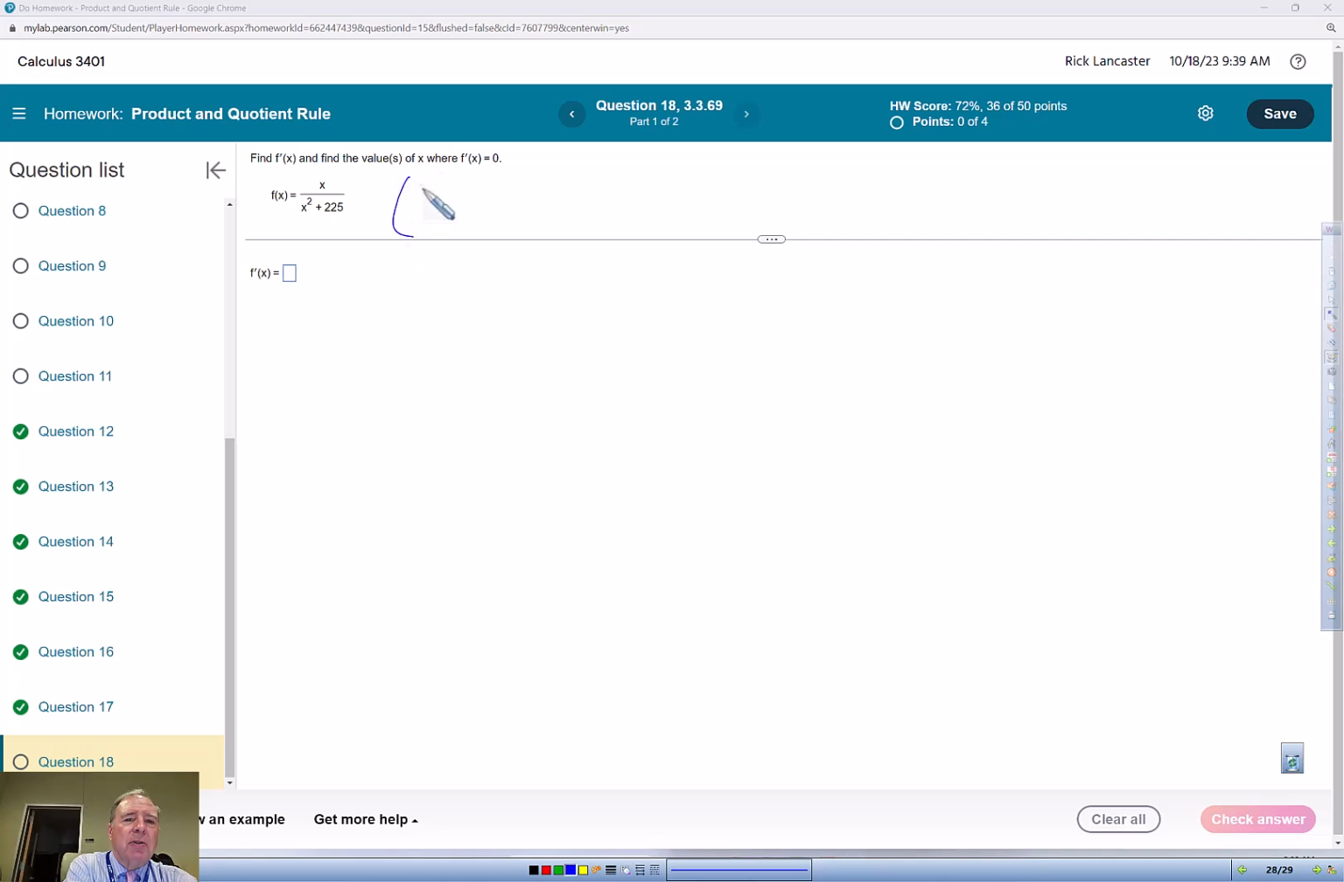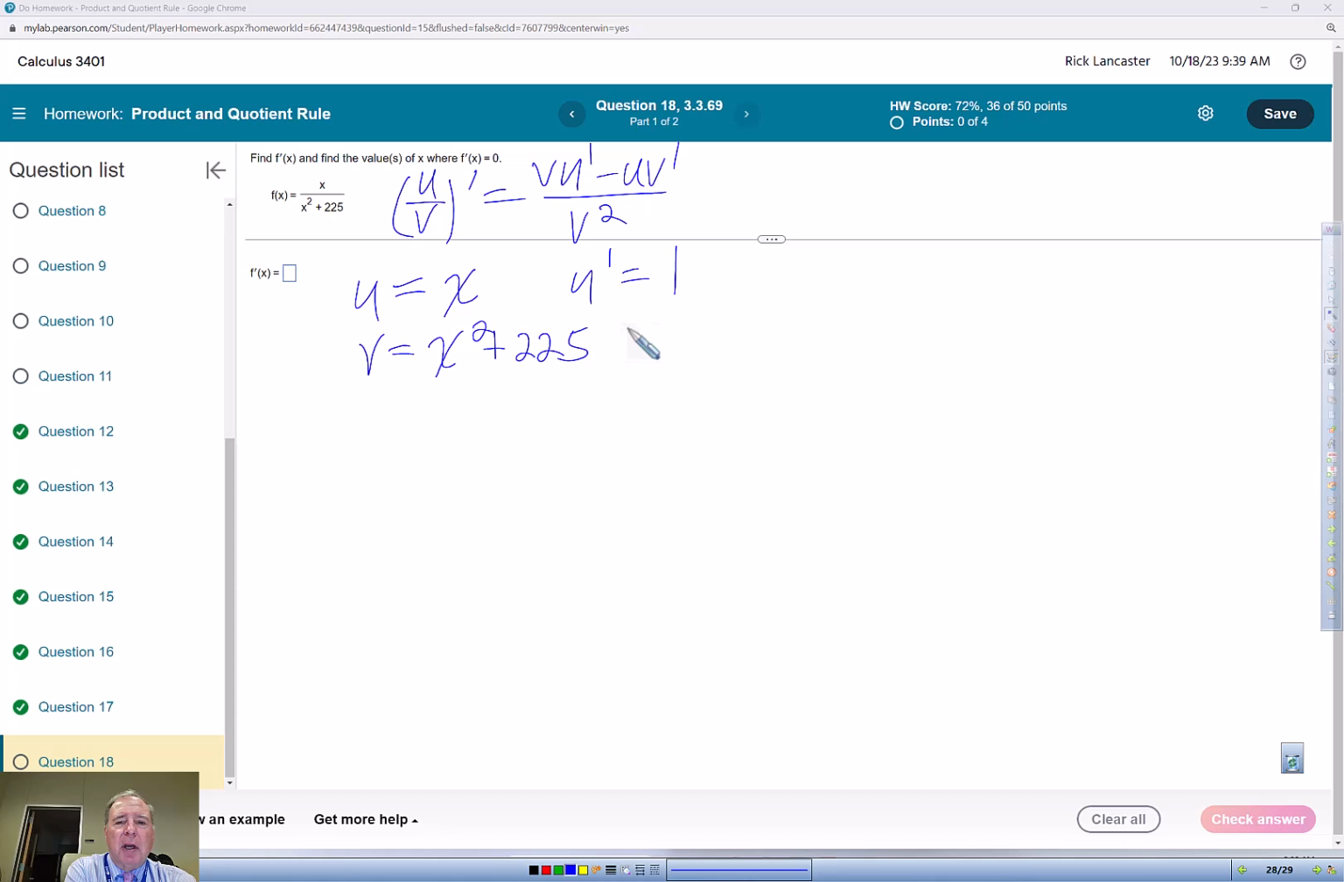So we've got a quotient function here, so I'm going to write out the quotient rule. u over v prime equals vu prime minus uv prime over v squared. We're going to make our table. u is x, so u prime is 1. v is x squared plus 225, so v prime is 2x.